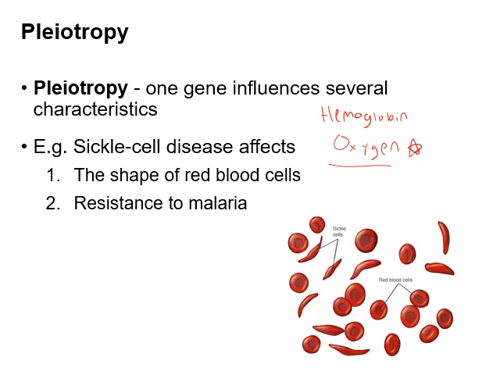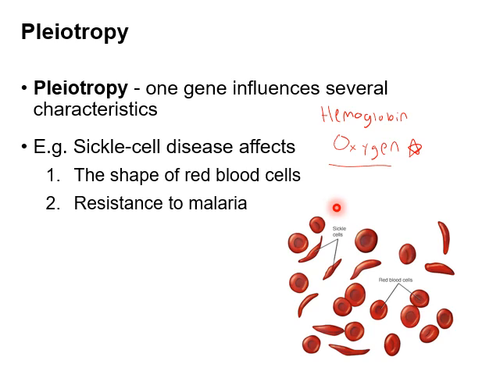But then on top of that, hemoglobin, that one gene, also has effects on the shape of the red blood cells, which as we know now can have this round shape or this sickle shape. So that's another characteristic. But it also has an effect on resistance to malaria, which we talked a little bit about. Essentially, if a person has these sickle cells in their body, it makes them less likely to get malaria. So that's another characteristic that is affected by hemoglobin.